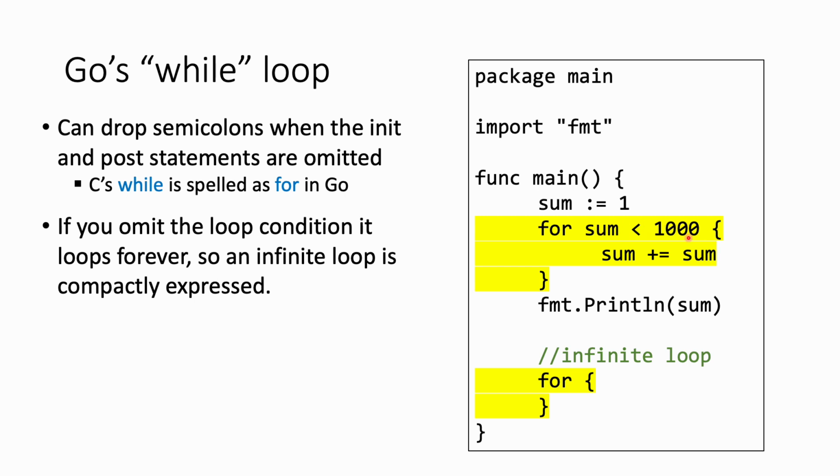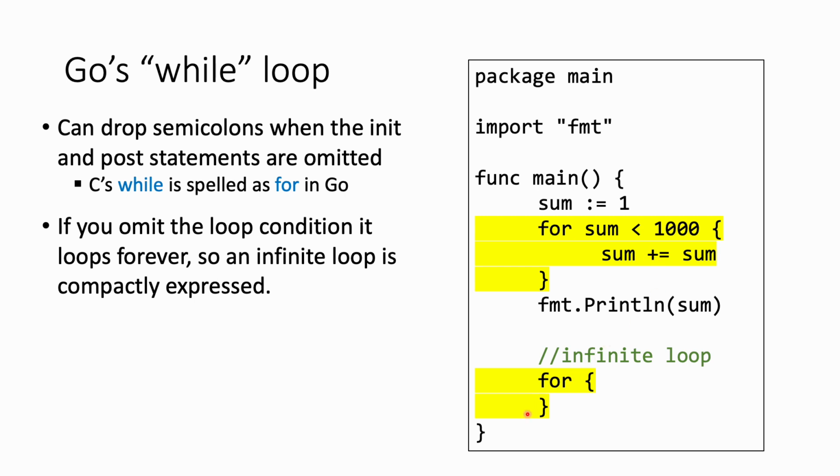So here we only have the loop condition, which is sum is less than 1000. We don't have any init statement and no post statement, and we still have the loop body as usual. So this one is the same as writing while sum is less than 1000, add sum to sum. So the while loop in C or Java is essentially spelled as for in Go.